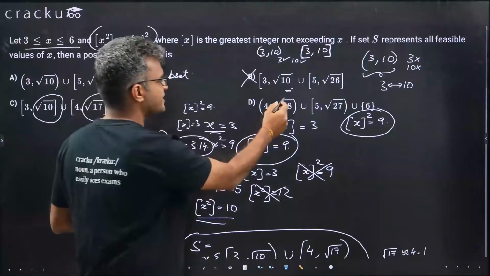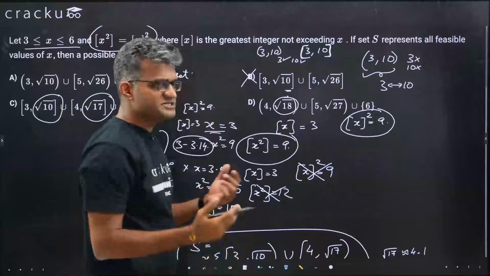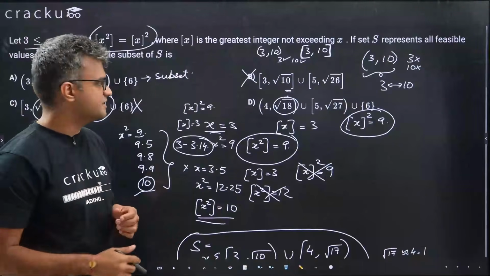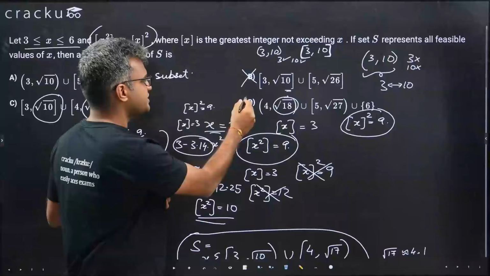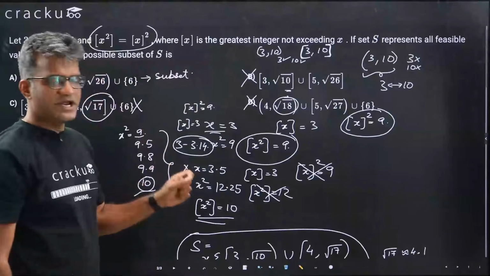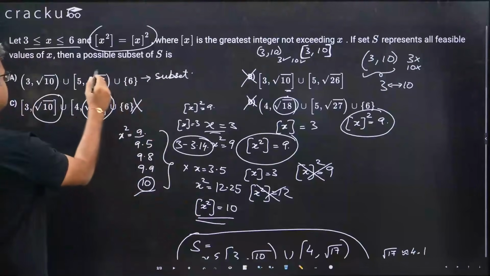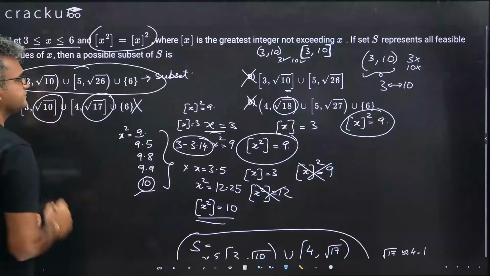In this particular case, we have 4 to square root of 18. So there will be some values between square root of 17 and square root of 18, which are not part of S. Therefore, option D is also not a subset. The only option which is actually a subset is option A. That will be the correct answer.